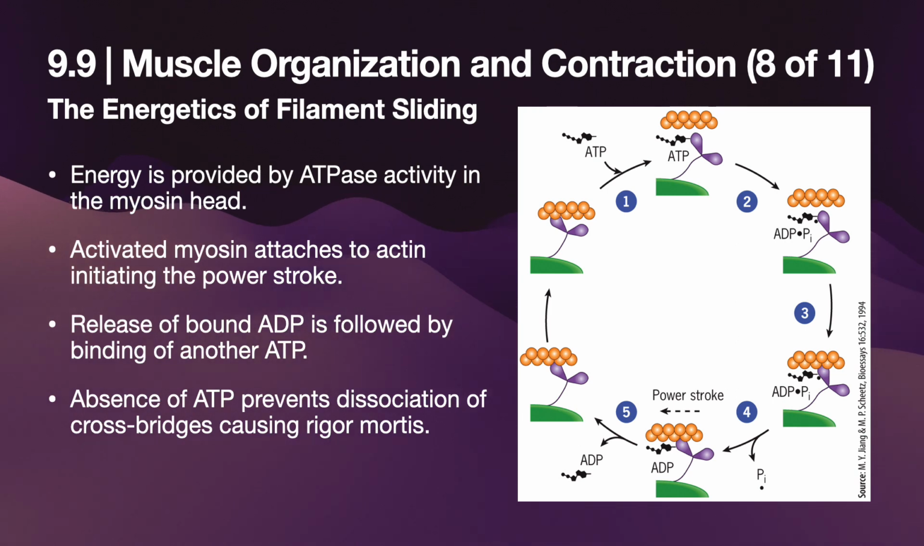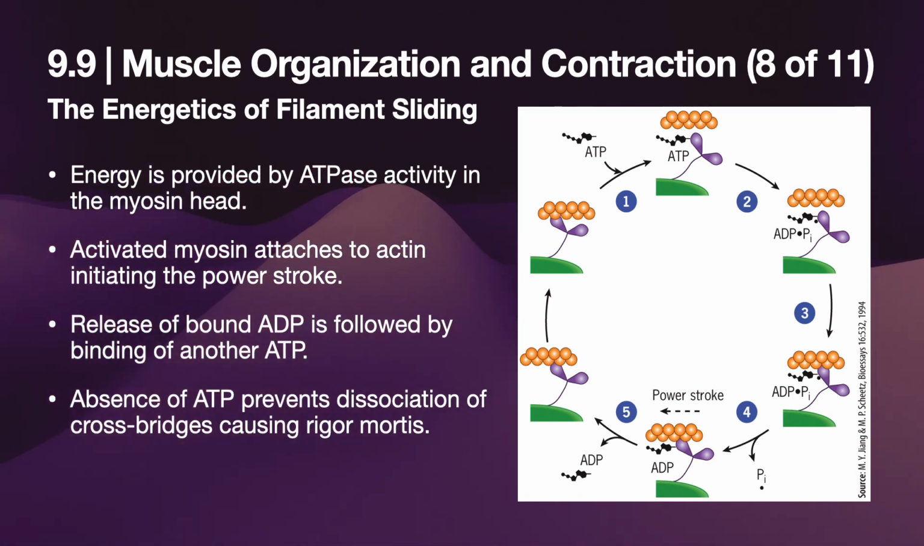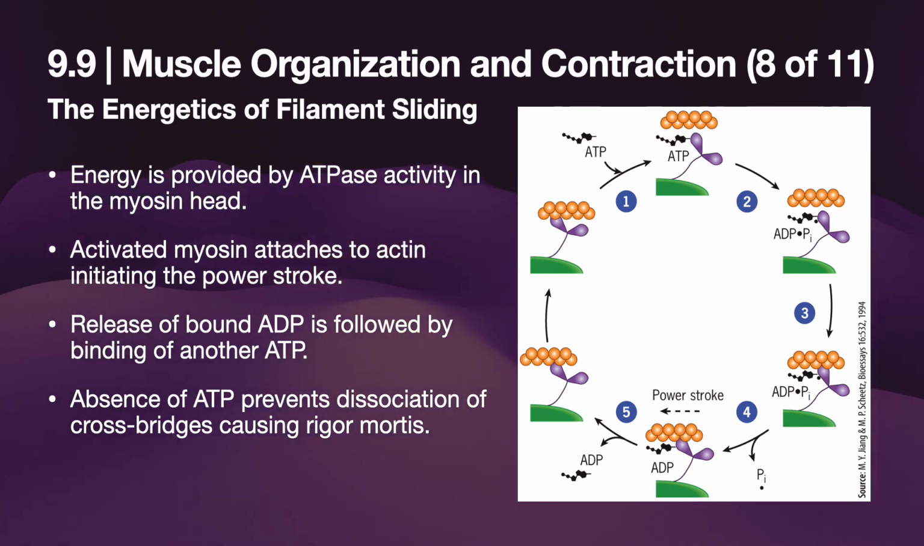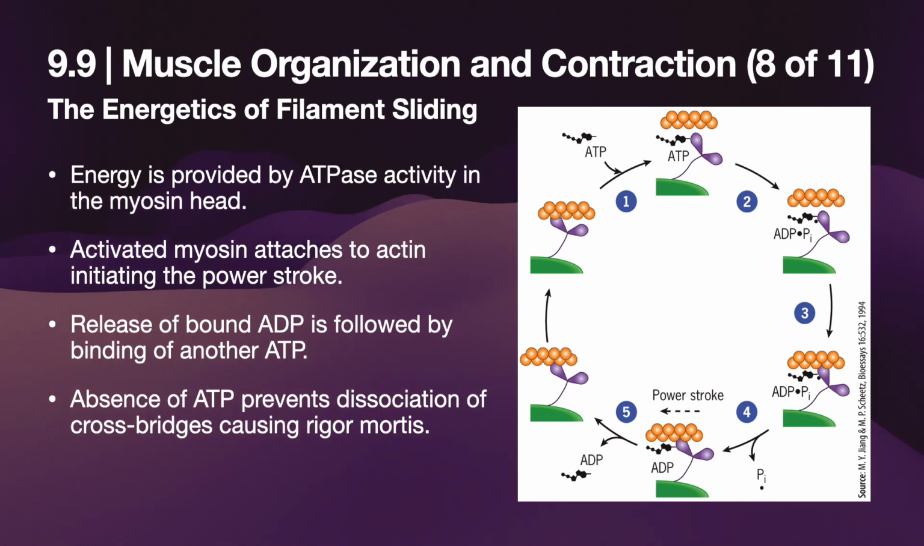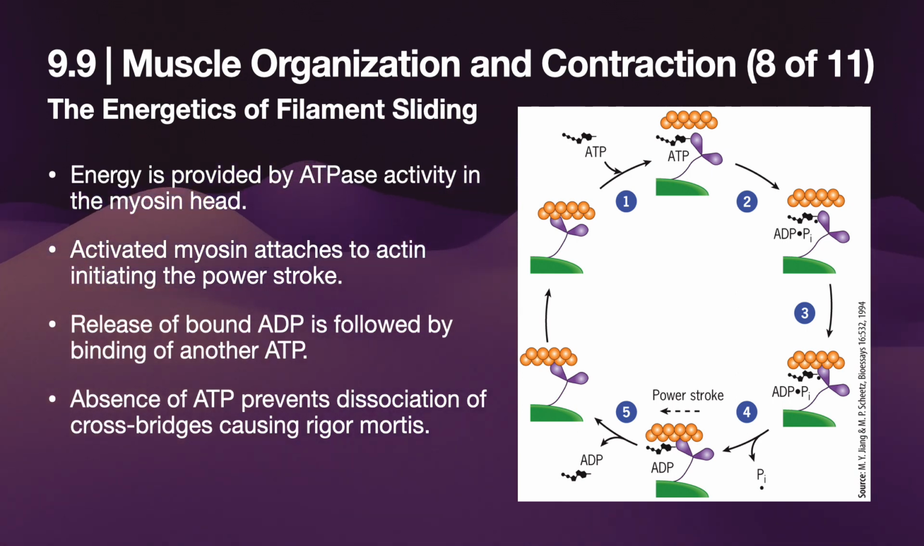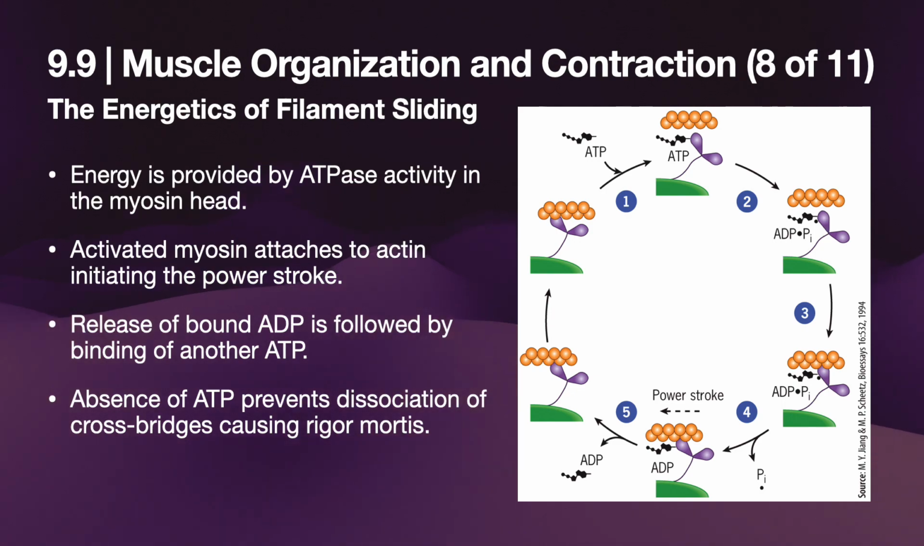Now we move forward with the energetics of filament sliding. Energy is provided by ATPase activity in the myosin head. Activated myosin attaches to actin, initiating your power stroke. Release of your bound ADP is followed by binding of another ATP, and the absence of ATP prevents dissociation of cross bridges, causing rigor mortis. You'll see this figure on your right.